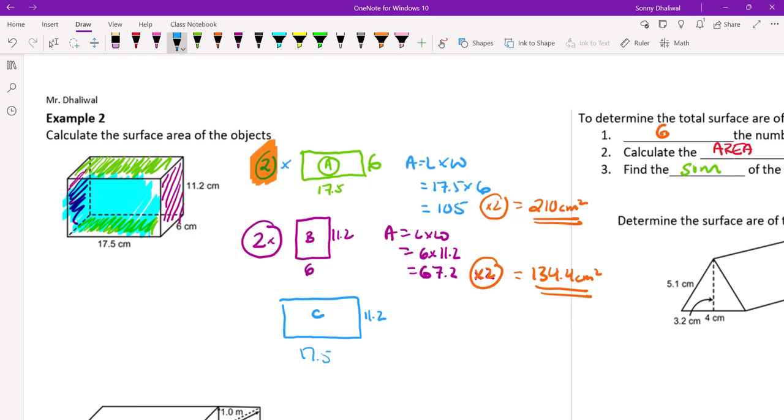And this gets repeated as well, because it's on the back as well. So there's 2 of these. So whatever we have, we're going to multiply by 2. So length times width, 11.2 times 17.5. What do we get? What number do you guys have? 196. Okay. I haven't done it, so I'll assume it's right. All right, and the units centimeter squared.